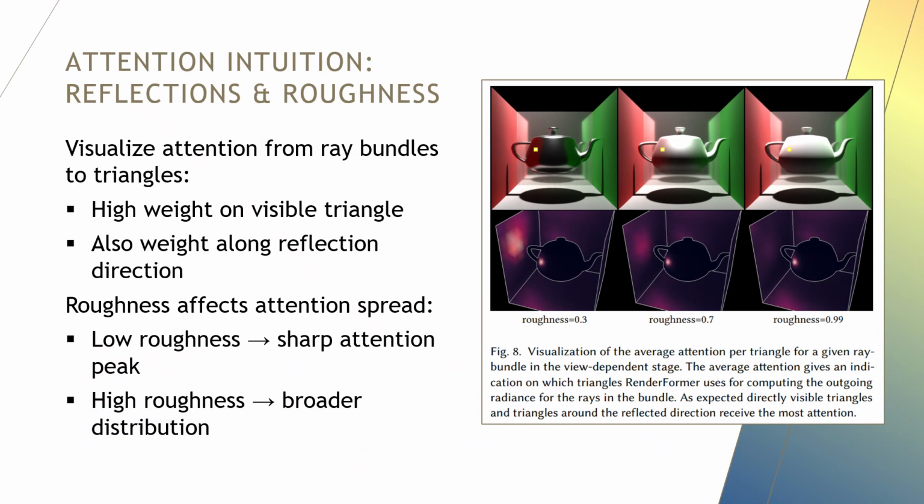To understand what the model is actually doing, the authors visualize attention weights from rays to triangles. For a given ray bundle, the highest attention typically falls on the directly visible triangle. Significant attention is also placed on triangles located along the reflection direction, especially for glossy or mirror-like materials. When roughness grows, the attention blob spreads out, just like a real glossy lobe becomes blurrier. This suggests that, instead of tracing explicit paths, the network is learning a kind of soft, parallel path gathering via attention.